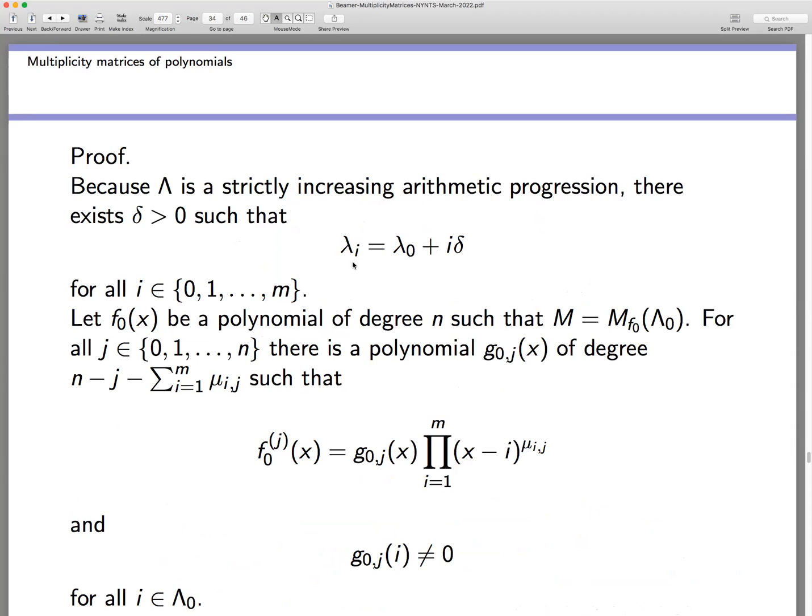So if you have your arithmetic progression of the lambdas, there's some delta positive, if these are increasing. The lambda i is lambda naught plus i delta. So if f naught is a polynomial of degree n, for which that matrix is the multiplicity matrix with respect to the numbers 0, 1 up to m, then the jth derivative has this form, right? This is just the definition of multiplicity.